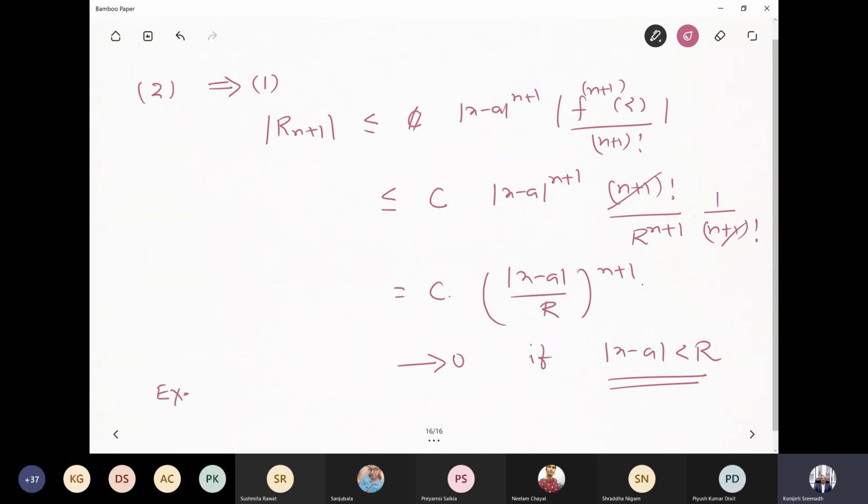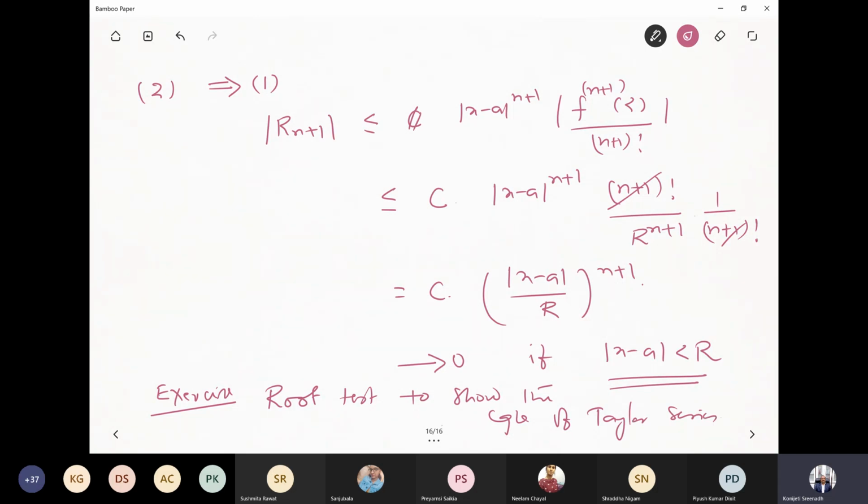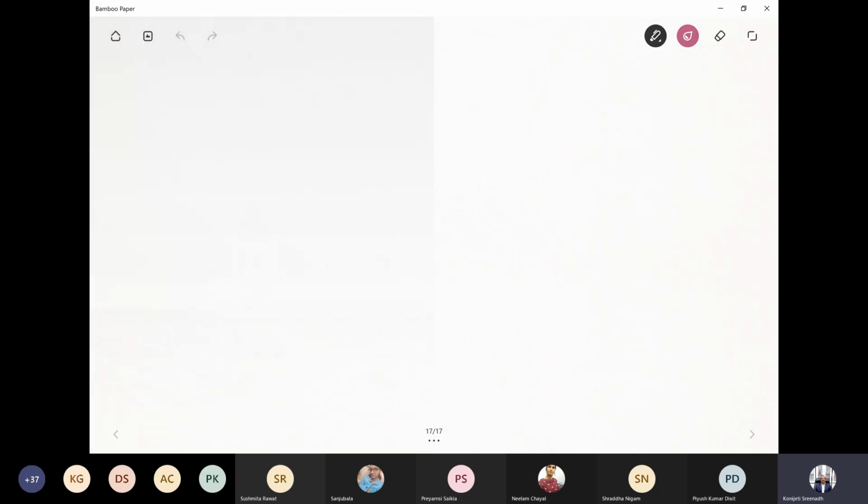On the other hand, one can also use the root test. I leave this as an exercise to you, but I am yet to do the root test. We can also use the root test to show the convergence of the series, okay? Convergence of Taylor series. But remember that you have to show R_(n+1) goes to 0 for saying that the function is equal to that from Taylor's theorem. Okay, so this is the sufficient condition.